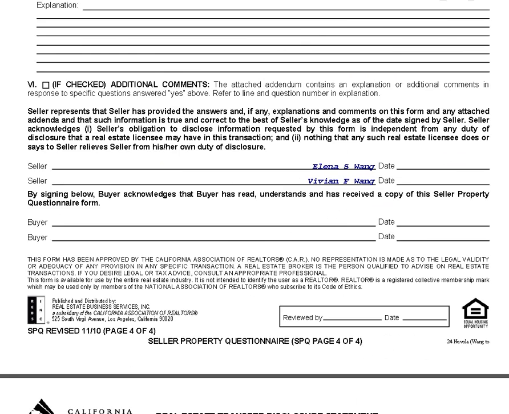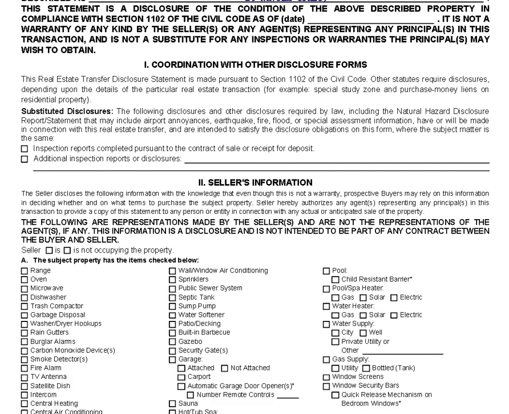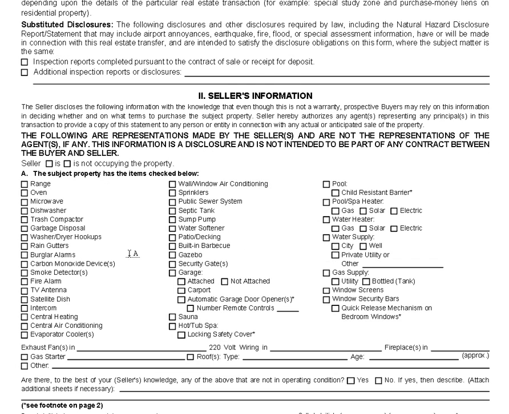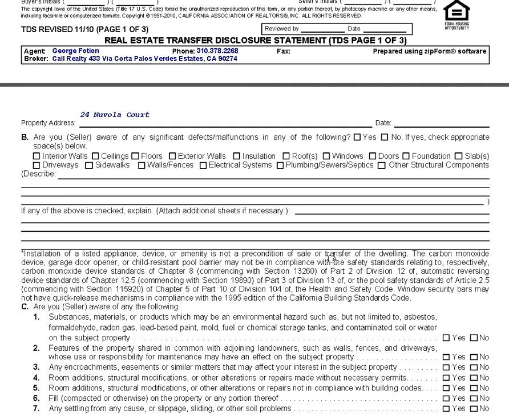The next form is the real estate transfer disclosure form. Same standard here. You're checking the boxes that apply as to whether you have a dishwasher, trash compactor, etc. Do they work? If they don't, what's wrong with them?